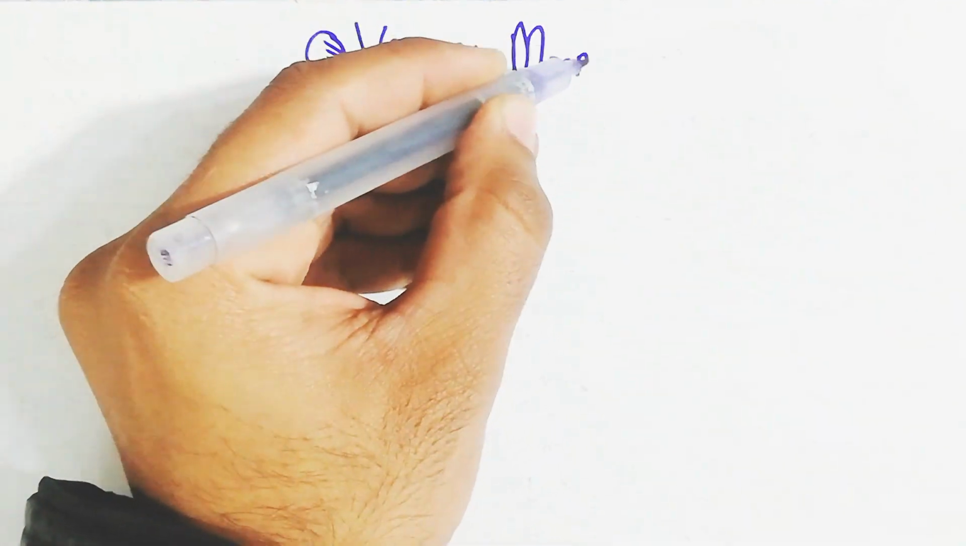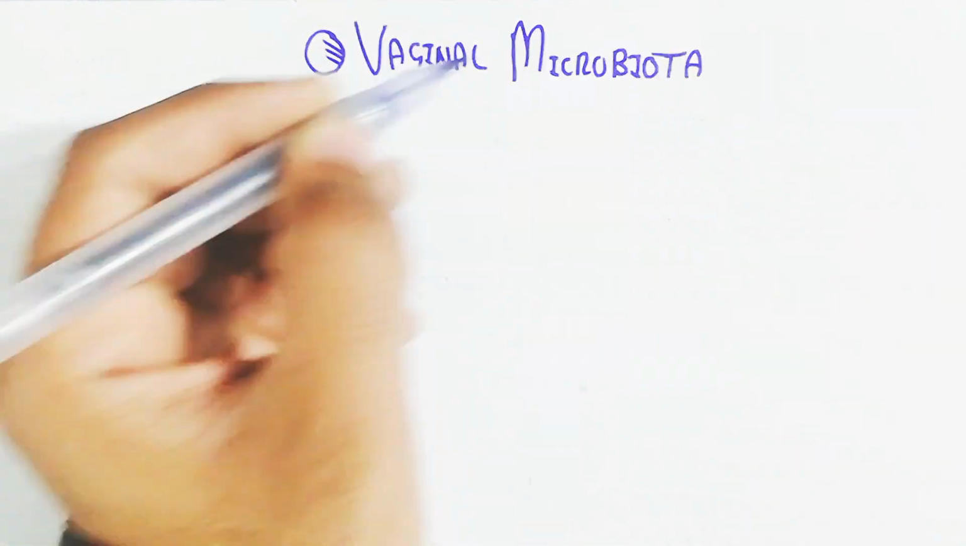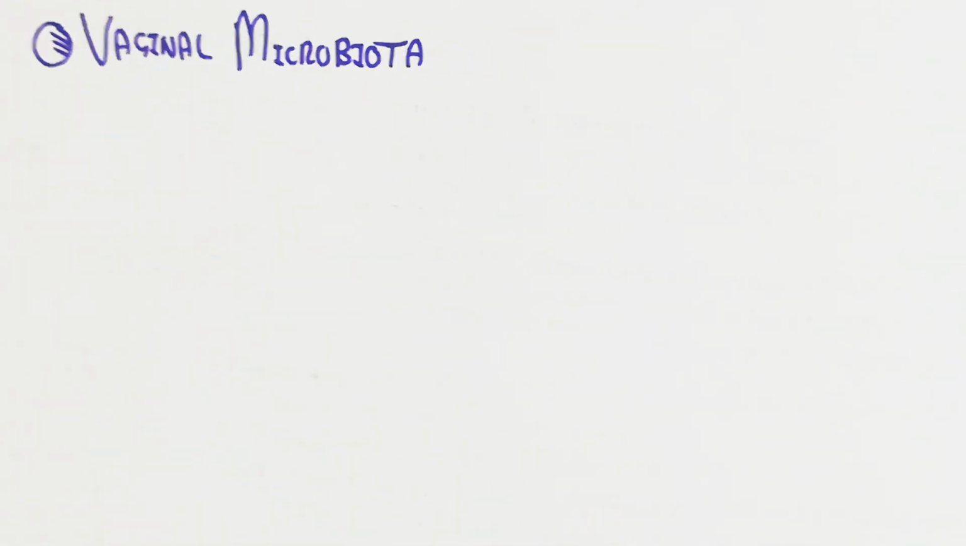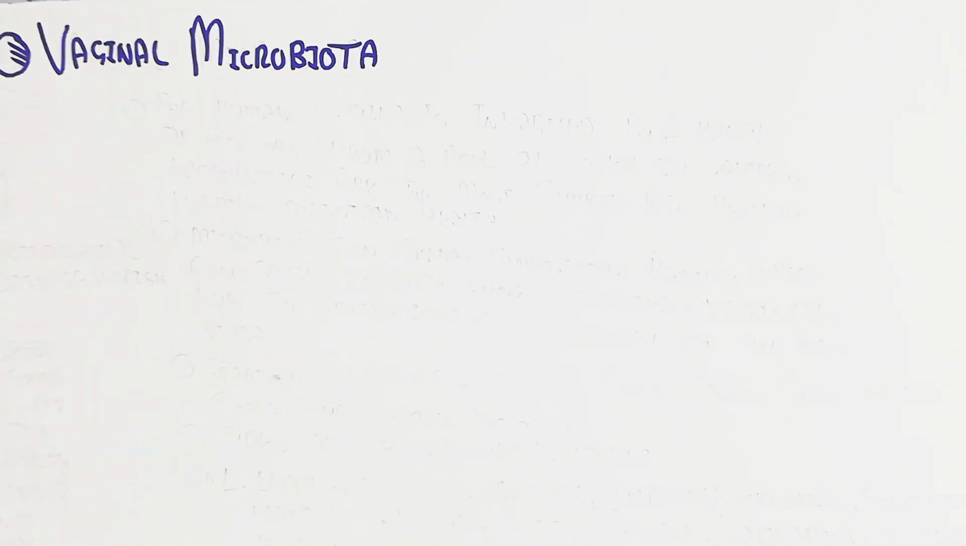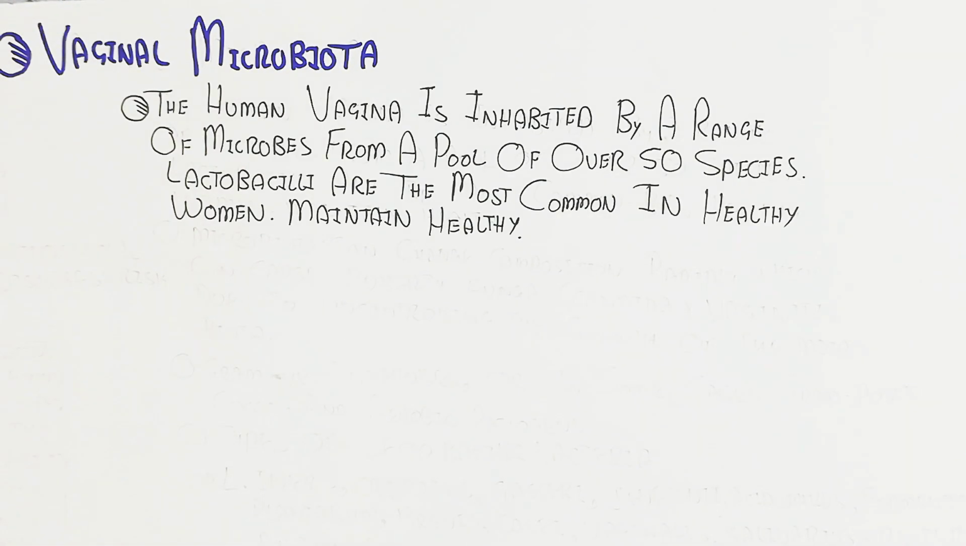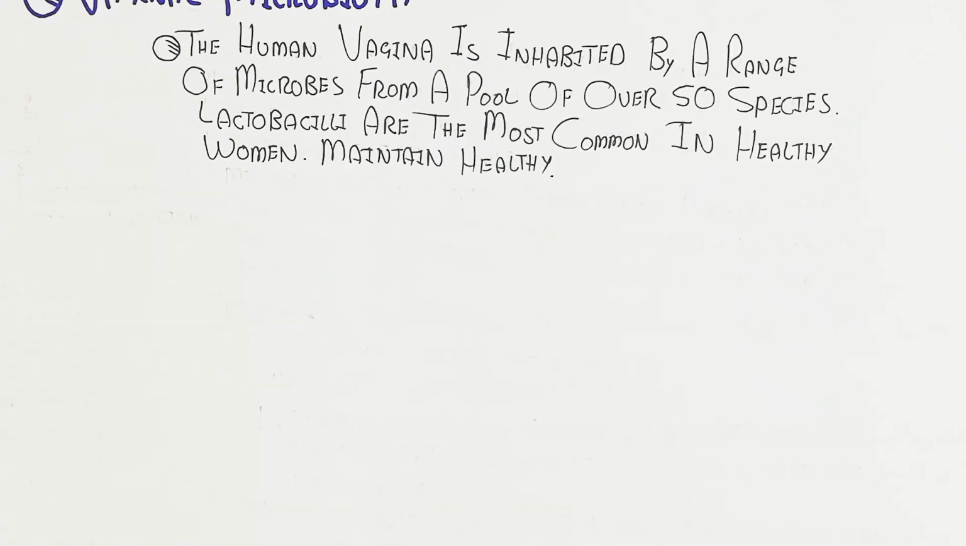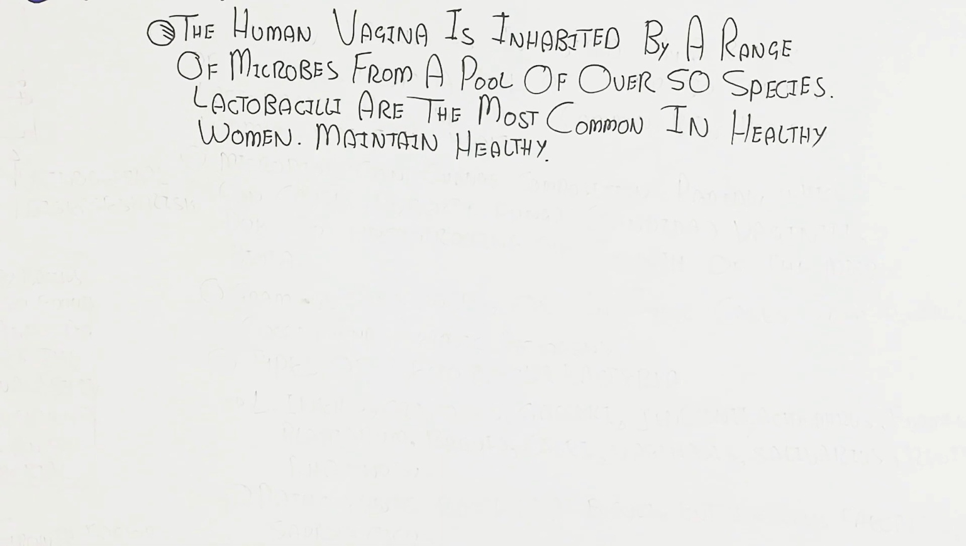Hello, in this video, we will understand about the vaginal microbiota in the female. So we will understand about their significance and how they can interact to cause disease. The human vagina is inhabited by a range of microbiomes from a pool of over 50 species. Lactobacillus are the most common in healthy women and maintain health.